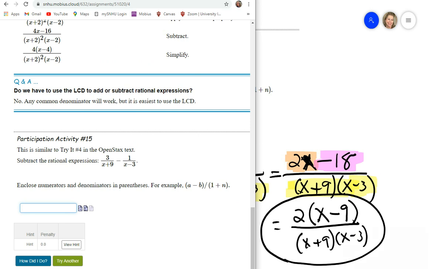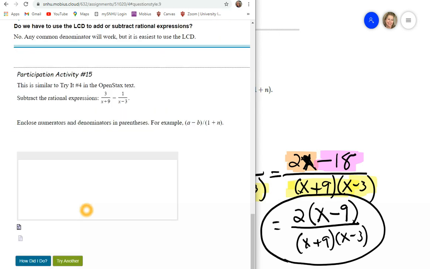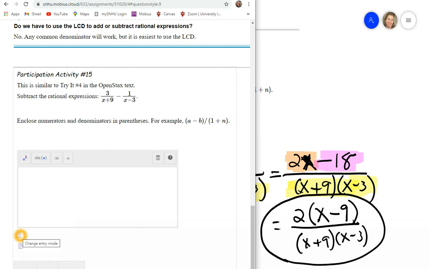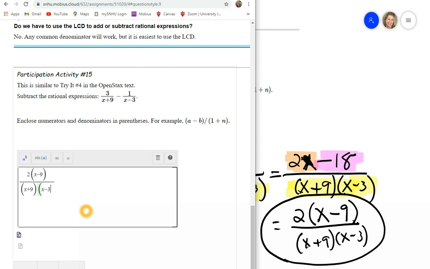Since you have to put a 2 and an x minus 9 inside your parentheses, they've got this little thingy here. I prefer to use my fraction button. If you use this fraction button, you shouldn't have to use parentheses. Or not fraction button, the summation button. And then click on a to the b and put it as a fraction. And then I'd have 2 times x minus 9 over, and then get rid of that b, and then x plus 9 and x minus 3.